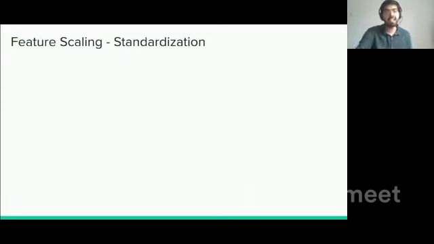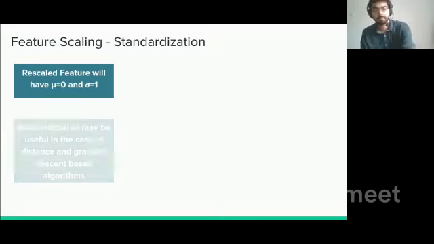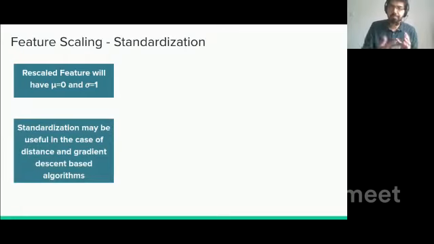Moving on to the next feature scaling technique called standardization. In this case, the rescaled feature will have mu equal to 0 and sigma equal to 1. So your feature might have a different mean and different standard deviation because of the data generating process that generated that data. But when you apply standardization on that, you would shift the mean of your distribution to 0 and have a standard deviation of 1. And standardization may be useful in the case of distance and gradient descent based algorithms.